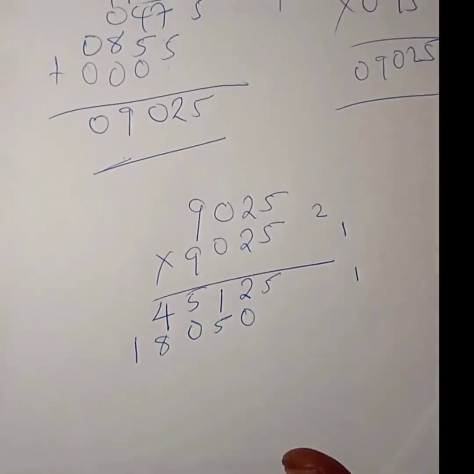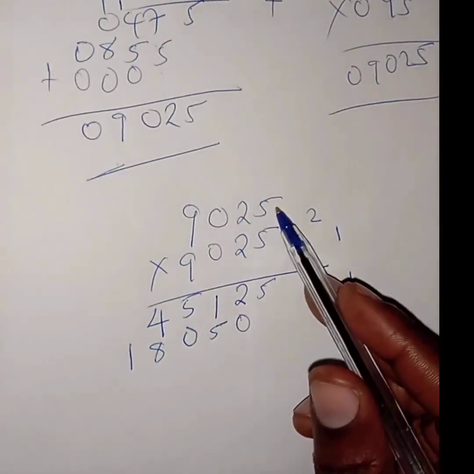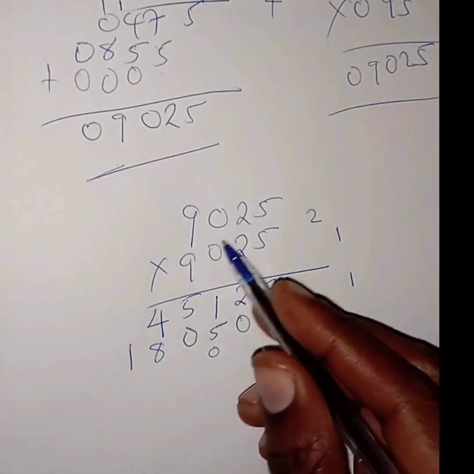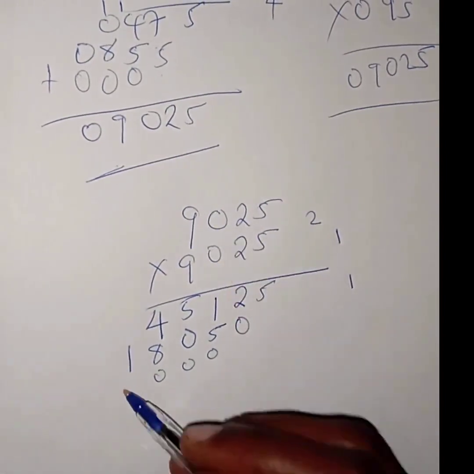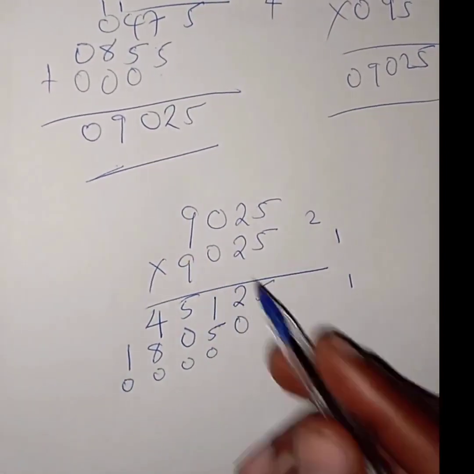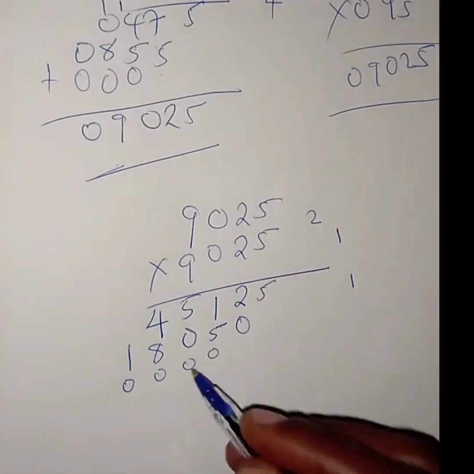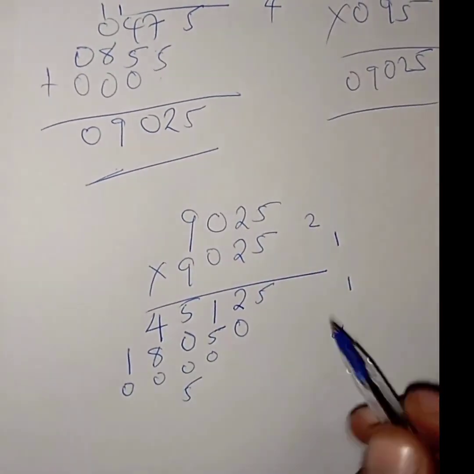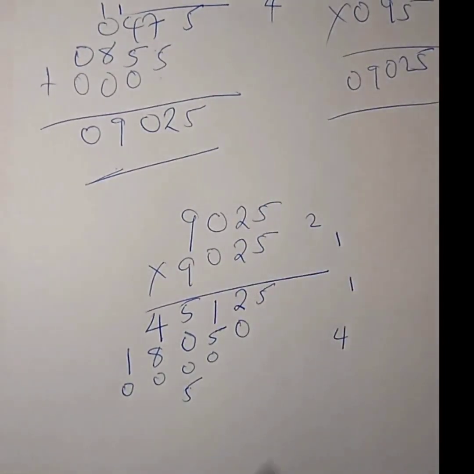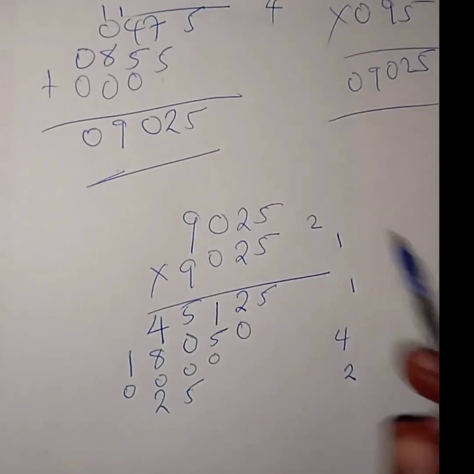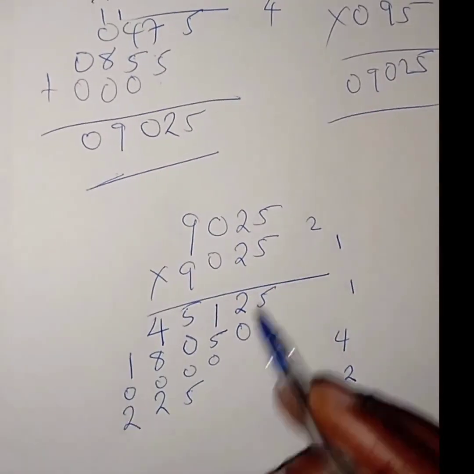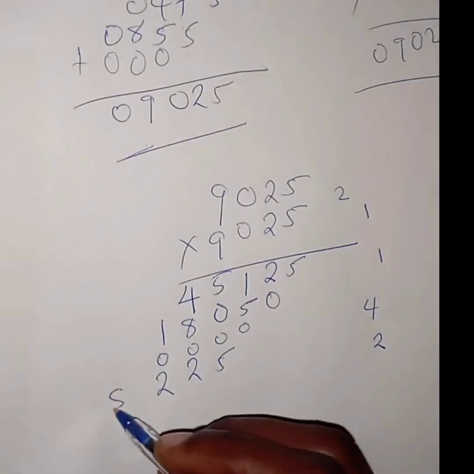Right? 18. You go for 0. 0 times 5 is 0. 0 times 2, 0. 0 times 0, 0. 0 times 9, 0. You go for 9. 9 times 5, 45. 5 carry 4. 9 times 2, 18, plus 4, 22. 2 carry 2. 9 times 0, 0, plus 2, 2. 9 times 9, 81.